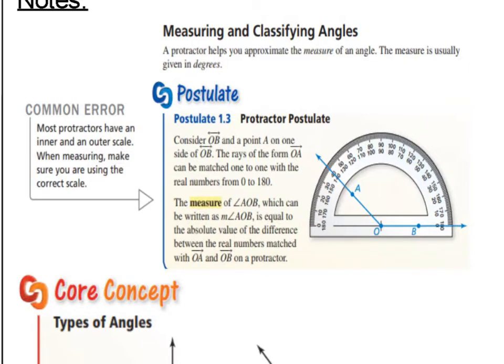So it says consider line OB and a point A on one side of OB. The rays of the form OA can be matched 1-to-1 with the real numbers from 0 to 180. So they just said that you can make this angle right there that you see. The measure of angle OAB can be written as m angle OAB, M in front. That's important. Anytime you say the measure of an angle, you just want to put an M in front.